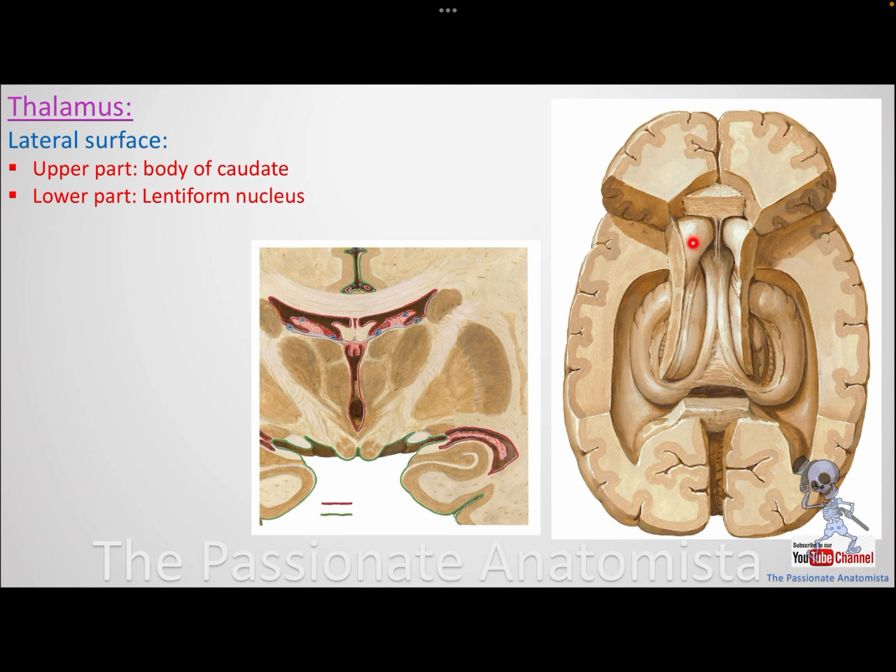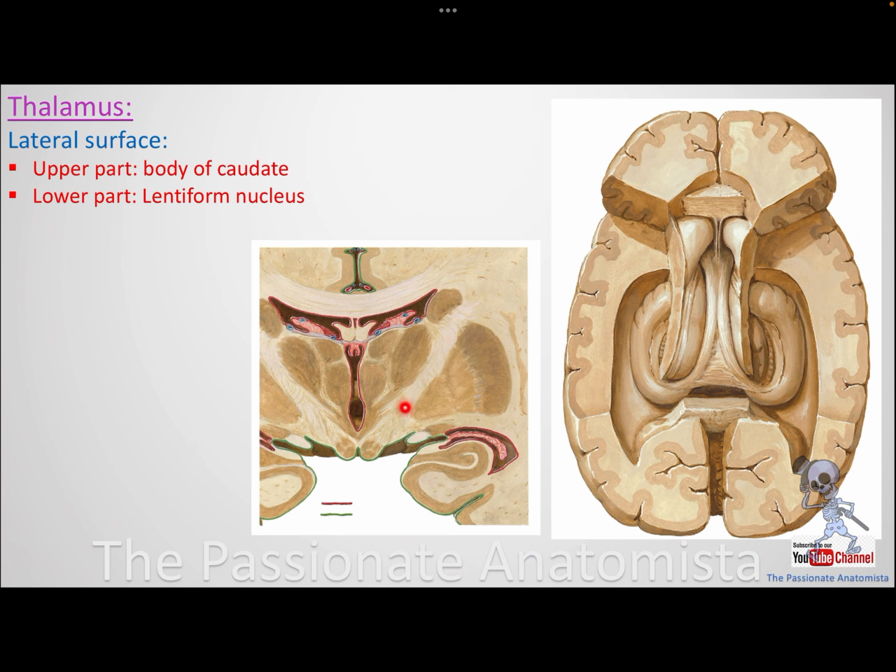And I told you that the caudate nucleus wraps around the thalamus laterally. So what's going to be related to the lateral surface at the top is going to be the body of caudate. So this is the thalamus. Lateral to it is the body of caudate, and also in coronal section you can make out that the lateral surface superiorly is related to the body of caudate nucleus, and lower it's the lentiform. So it's all related to your basal nuclei, people, and what separates them from the lentiform is the internal capsule.